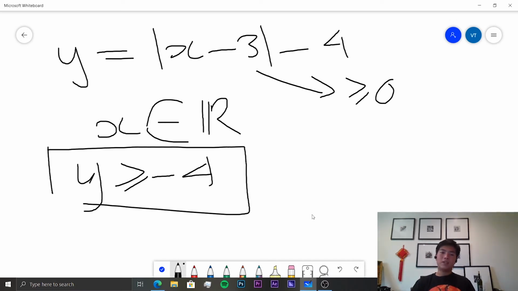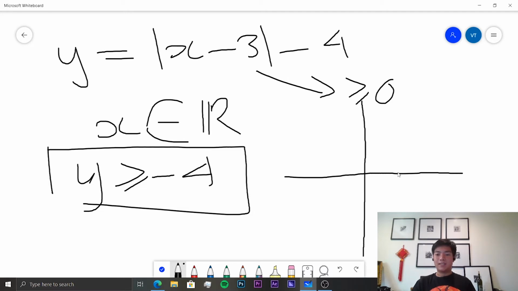For what this function looks like, let's think. We have our minimum when x equals 3, and it is at negative 4. So it should be somewhere here, and otherwise it is going up. So our function should look something like this over here.